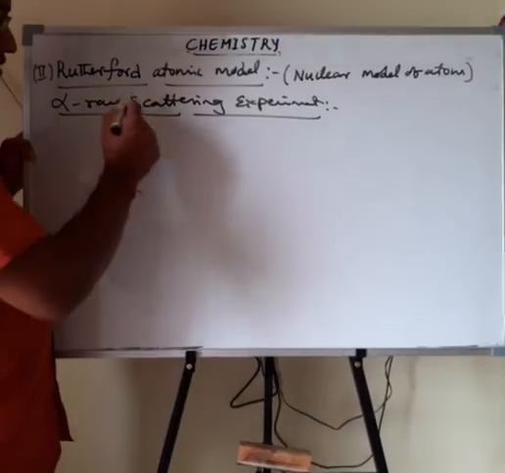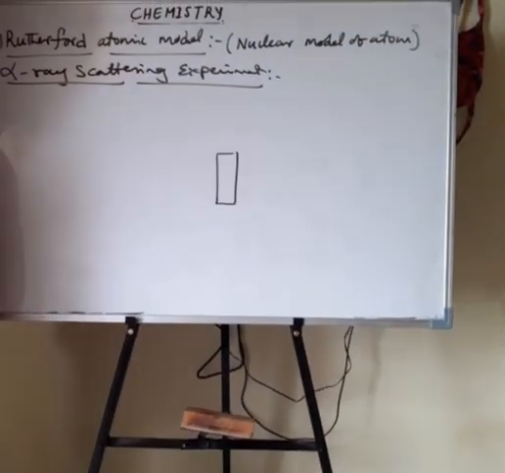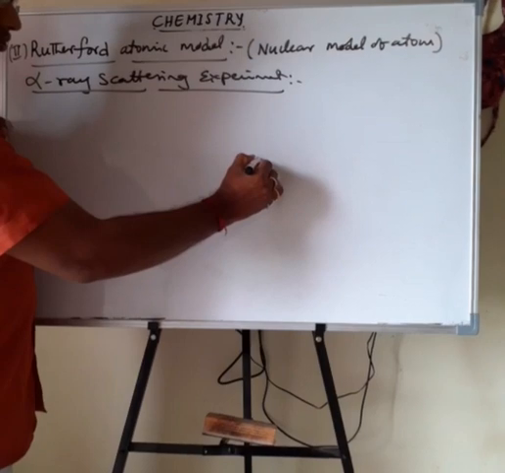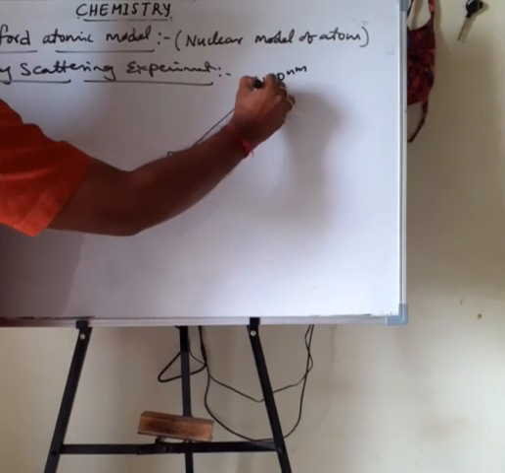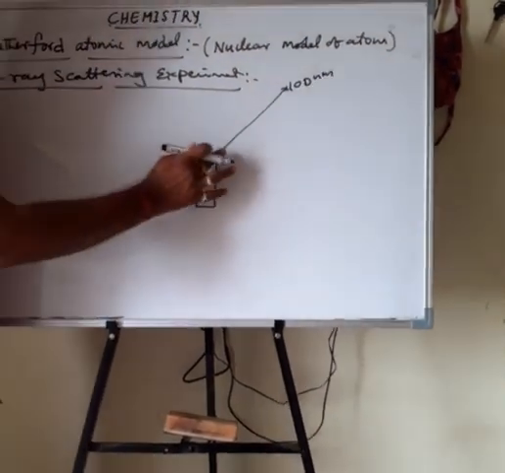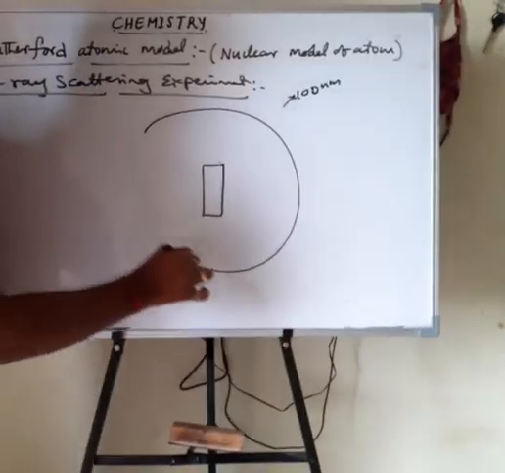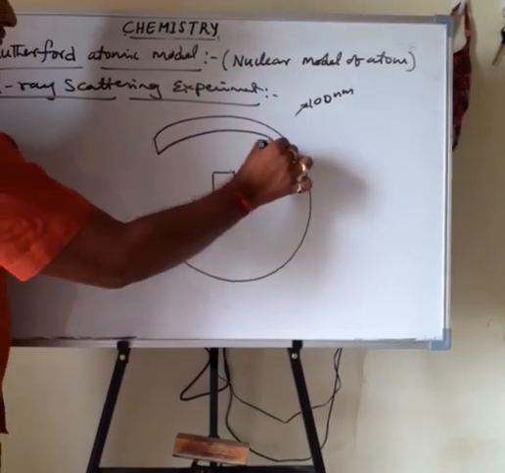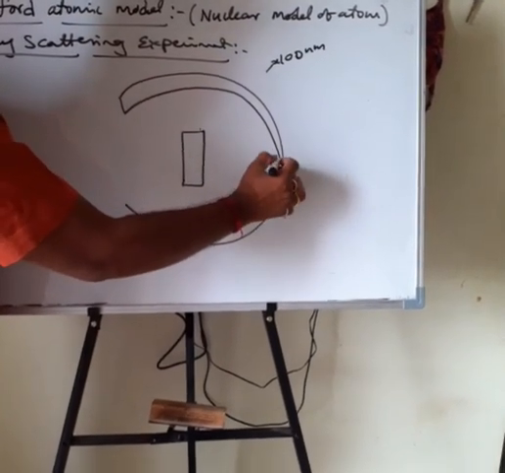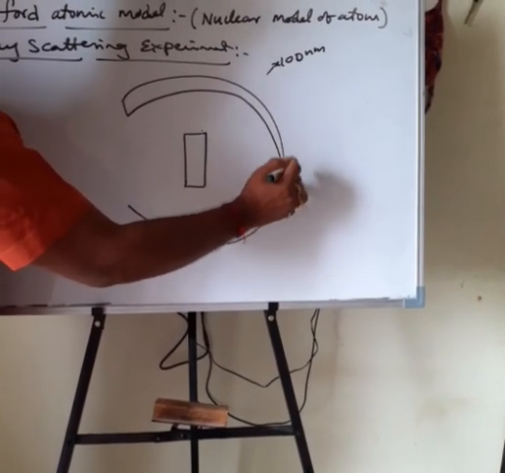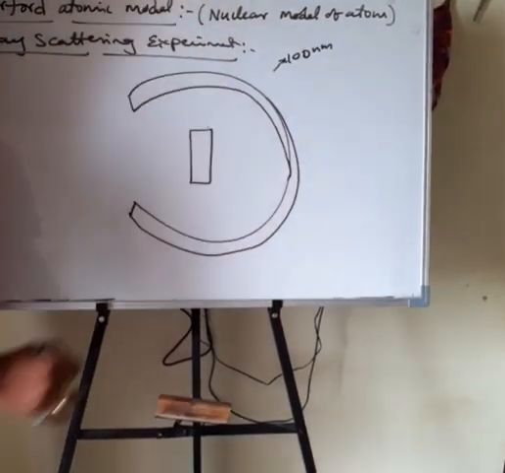In this experiment, Rutherford used a thin gold foil. The thickness of the gold foil is nearly 100 nanometers. The gold foil is surrounded by the zinc sulfide screen.